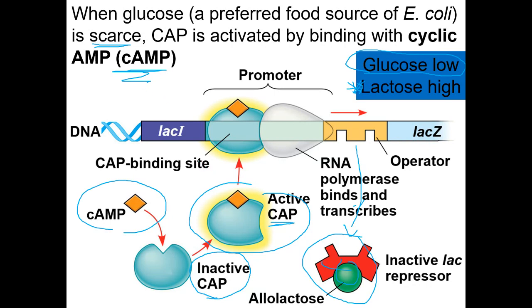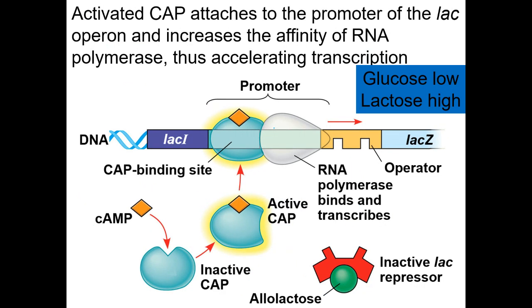So if you don't have much glucose present, if glucose is very scarce, you're actually going to have a lot of cyclic AMP around. So now CAP is binding to the promoter, and it's actually going to help RNA polymerase bind at a higher level. So activated CAP attaches to the promoter of the Lac operon and increases the affinity of RNA polymerase. Increases the affinity means it's much easier for RNA polymerase to bind to DNA. Affinity means how closely they attach and bind. So that's just going to accelerate transcription.